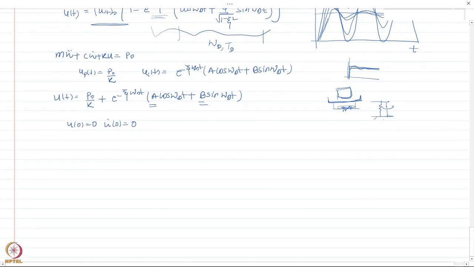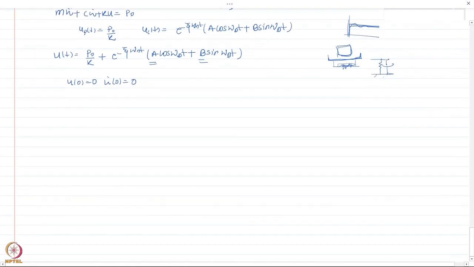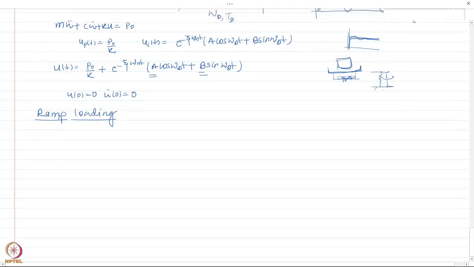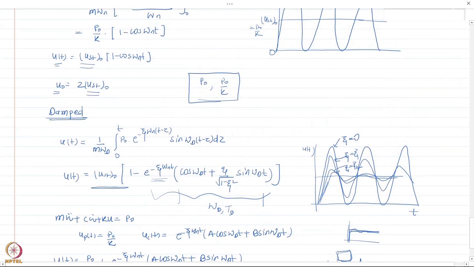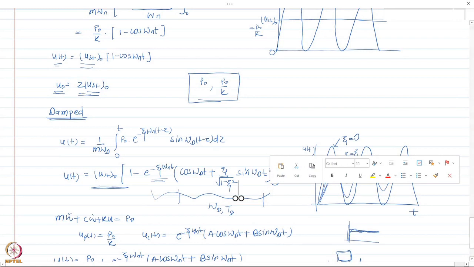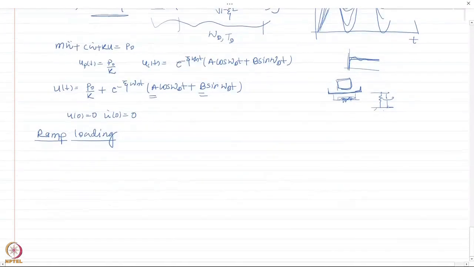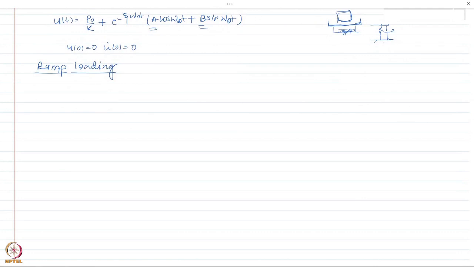Now we will delve into a different kind of force, which is called the ramp or linear force. So let us now consider ramp loading. Remember we said that if you apply this load as a suddenly applied step function, it gives you a displacement which is twice the statically applied displacement. Now what do you mean when you say that you would apply it statically? One way to define it is that you apply the load so slowly that it does not produce a lot of dynamic effect. And to do that, we apply ramp loading.